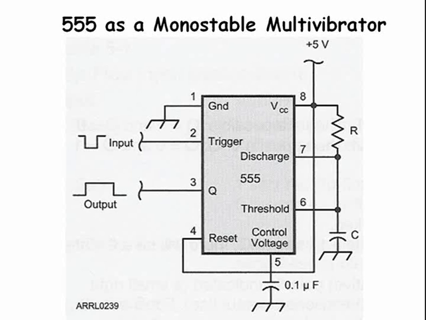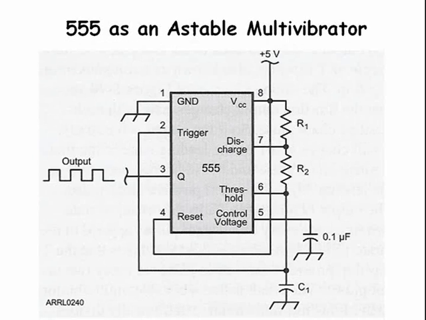A monostable multivibrator, or one-shot, has one stable state and an unstable state. When triggered, it switches to the unstable state and then returns to the stable state after a fixed period of time. A one-shot outputs a single pulse whenever triggered. An astable or free-running multivibrator continually switches between the two states. In other words, it outputs pulses continually.